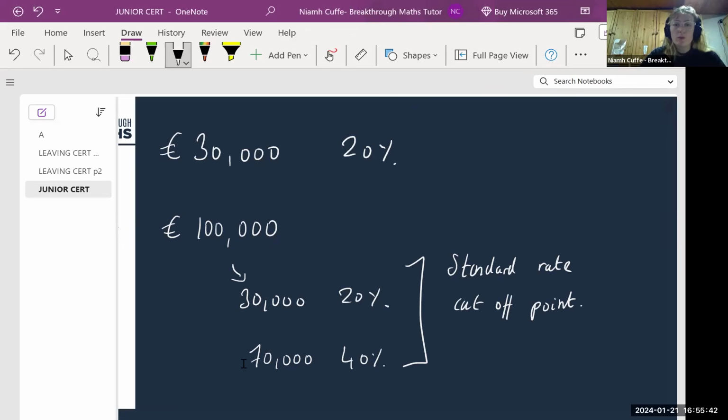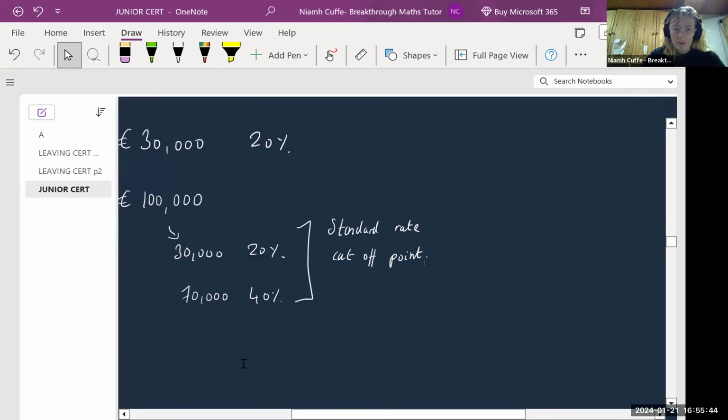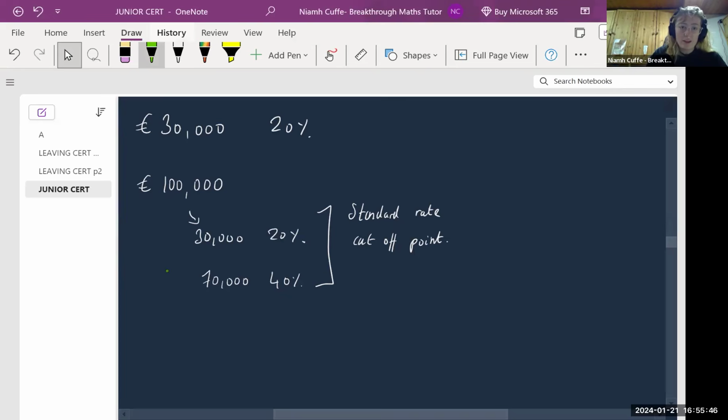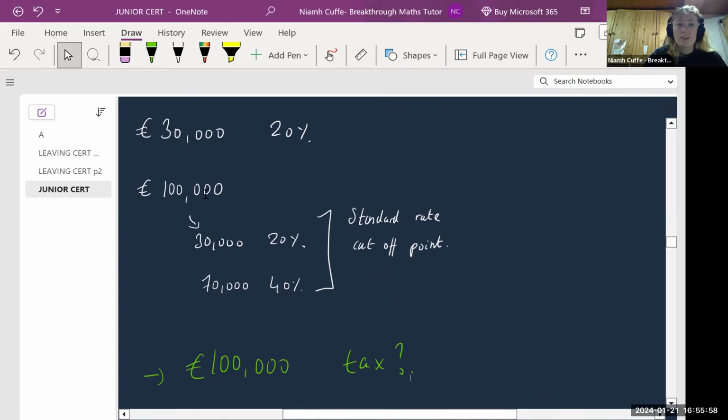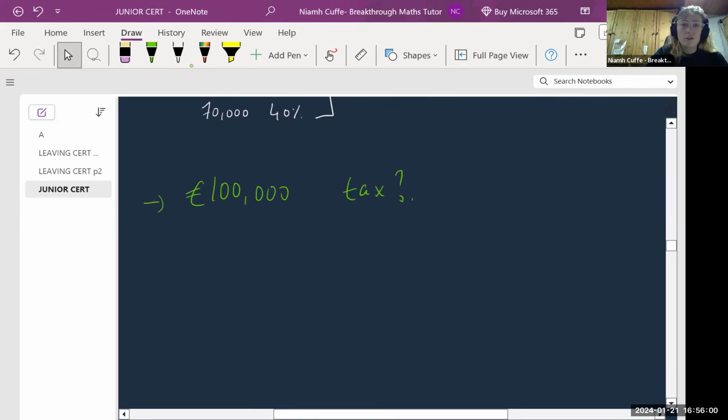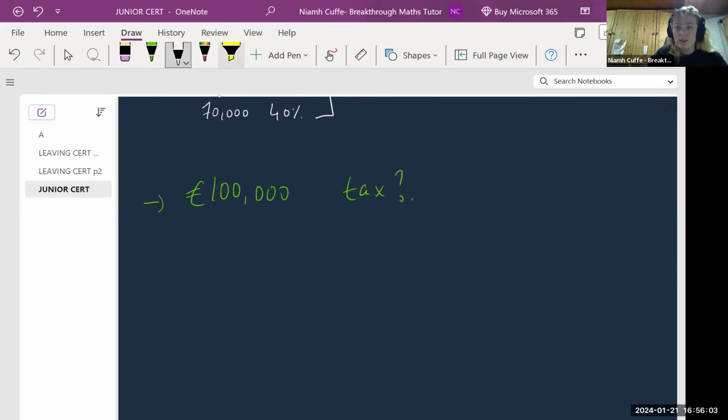What I'm going to do with you now is, let's say I'm lucky enough to make 100,000 euro. I want to find out how much I'm going to get taxed on that. For the first 30,000, I'm taxed 20%. So 30,000 taxed at 20%. I want to find 20% of 30,000 essentially, and then take it away because that's the money that I have to give back to the government.